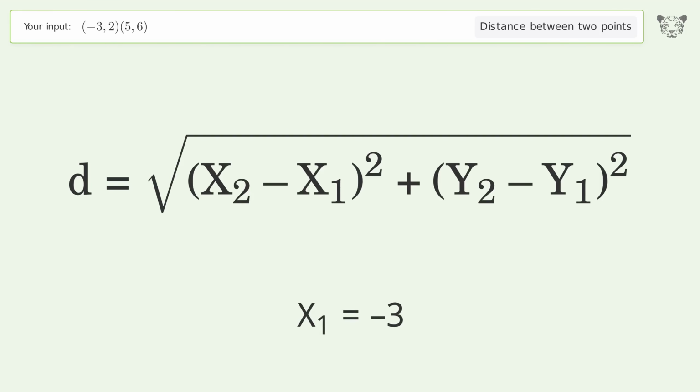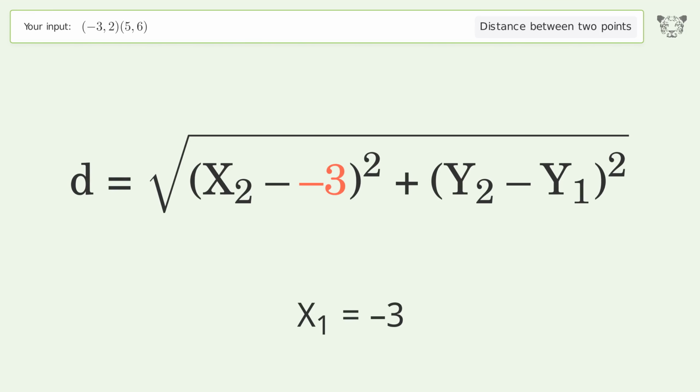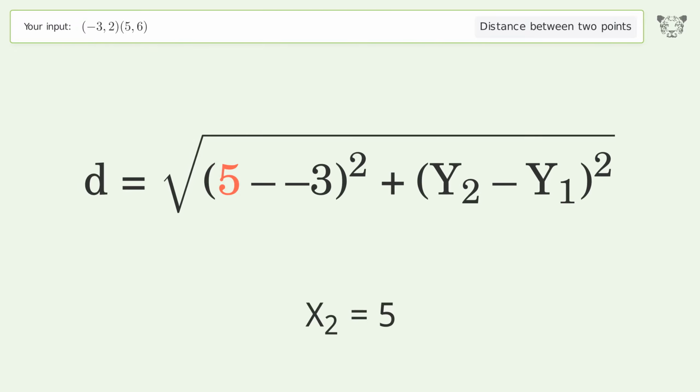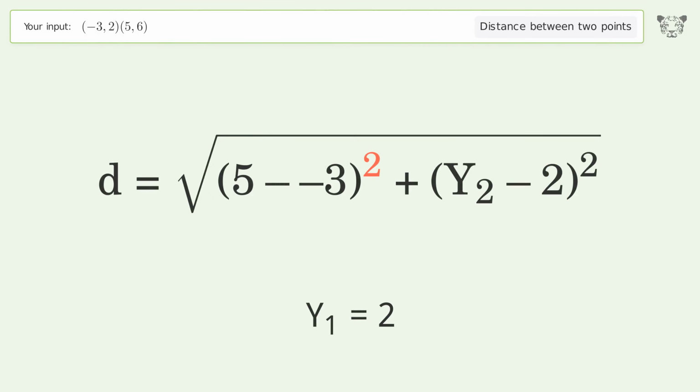x1 equals -3. x2 equals 5. y1 equals 2. y2 equals 6.